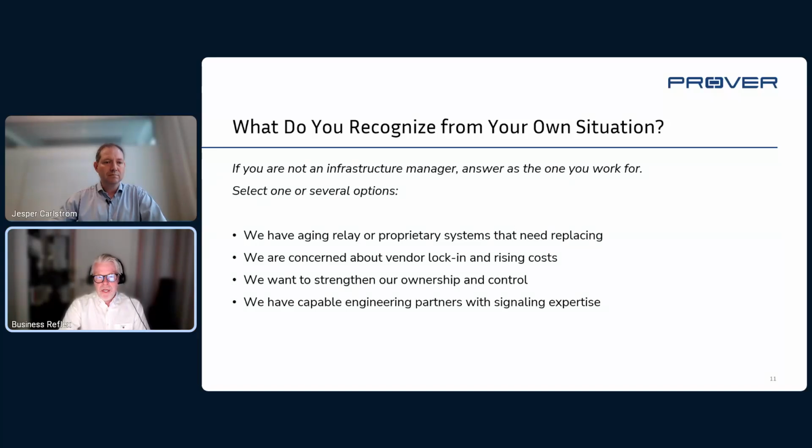The options will be in the poll. We have aging relay or proprietary systems that need replacing. We are concerned about vendor lock-in and rising costs. We want to strengthen our ownership and control. And we have capable engineering partners with signaling expertise. So with that, I'm going to open up the poll, and you can select several of these four when you answer on the poll. It's going to be so interesting to see the results. So let's start and see if we can get some interaction going.